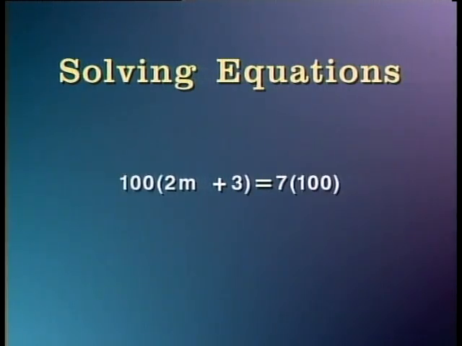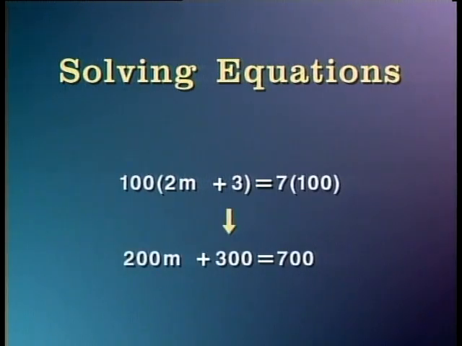Distributing the 100 and multiplying gives us 200m + 300 = 700. Remember that we figured out that m was 2? Well, substituting 2 again, we see that it still works. 200 times 2 is 400. Adding 300 gives us a true statement. 700 equals 700.